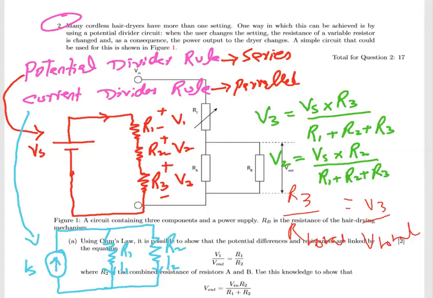If you want to find the I2, then you will use the current Is times the other resistor, this one, R1, divided by the sum of all the resistors, R1 plus R2.